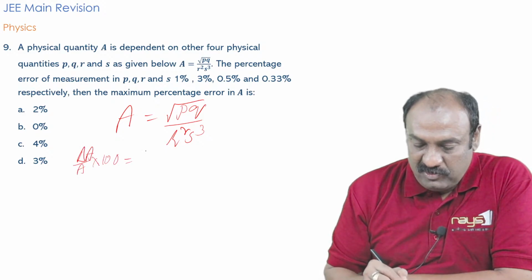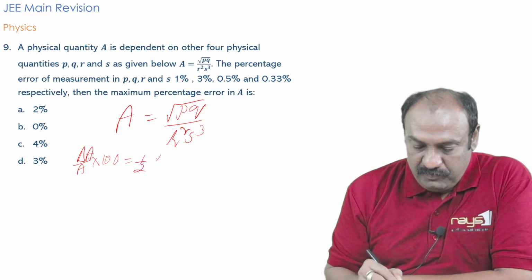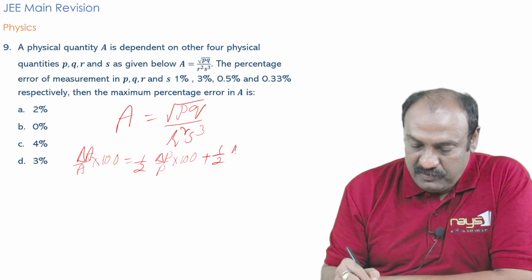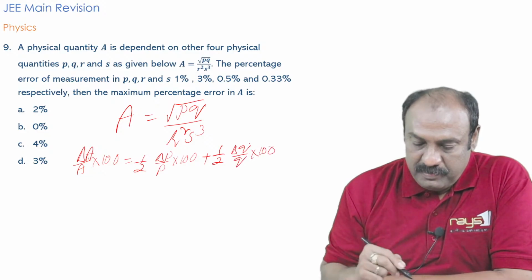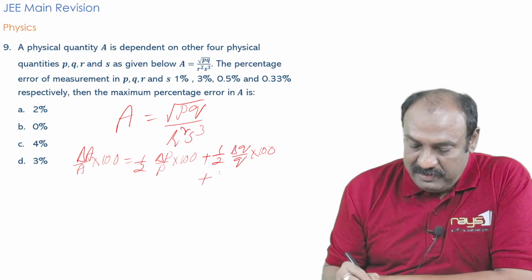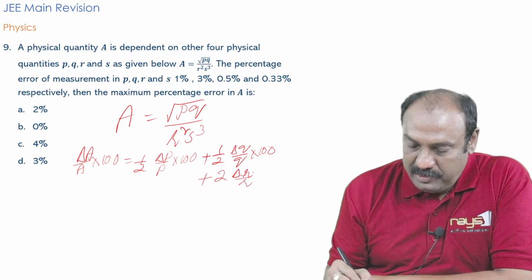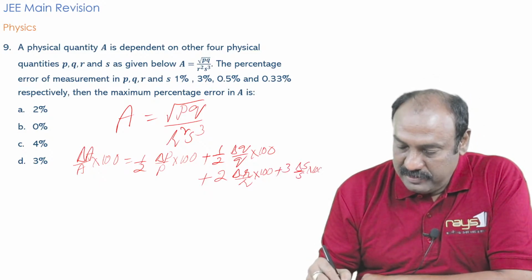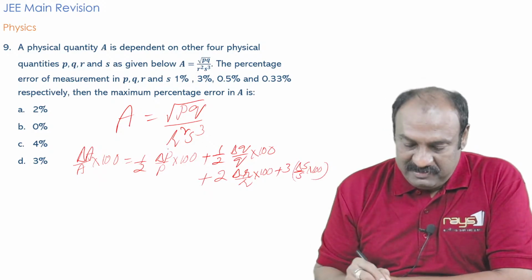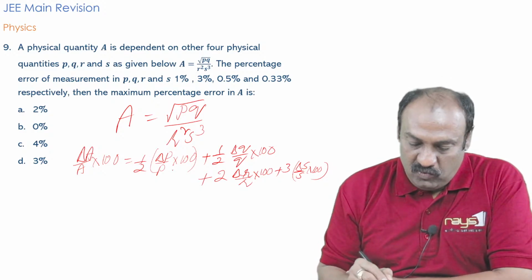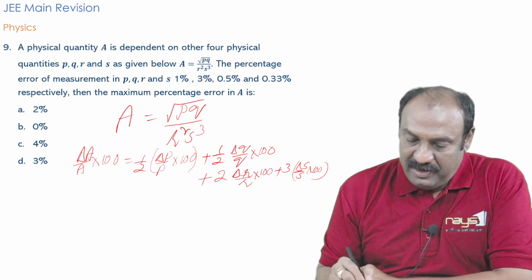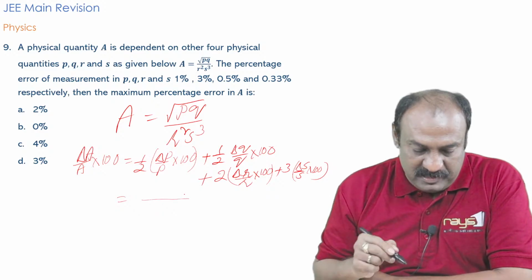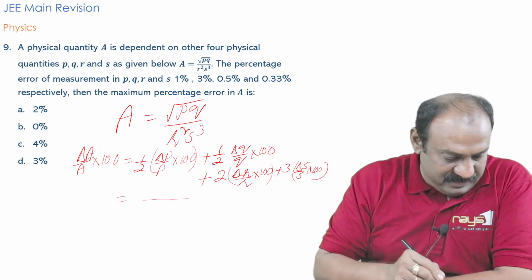So delta A by A into 100 is equal to, for P it is under root, so half into delta P by P into 100, plus, for Q is also under root, so it is half into delta Q by Q into 100, plus, for R it is R square, so 2 into delta R by R into 100, plus S cubed is there, 3 into delta S by S into 100. So here by substituting the percentage of errors in P as 1, Q as 3%, R as 0.5% and S as 0.33%, after calculation we may get answer as 4%. C is the answer.